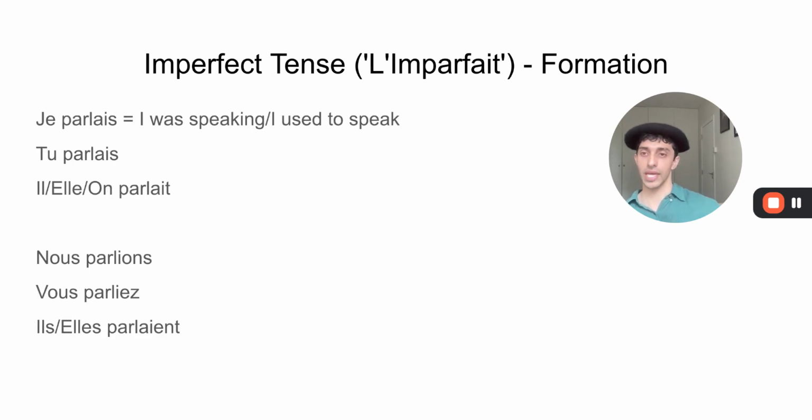You can see the full conjugation in the imperfect tense of the verb parler here. Je parlais, tu parlais, il ou elle ou on parlait, nous parlions, vous parliez, ils ou elles parlaient. So a nice regular verb to use as an example. And all regular verbs, which is the vast, vast, vast majority of the verbs in the French language, in the imperfect tense, they'll all follow this same standard pattern.